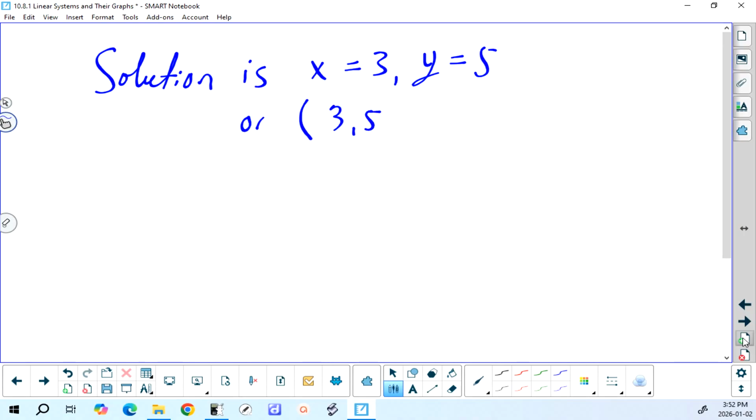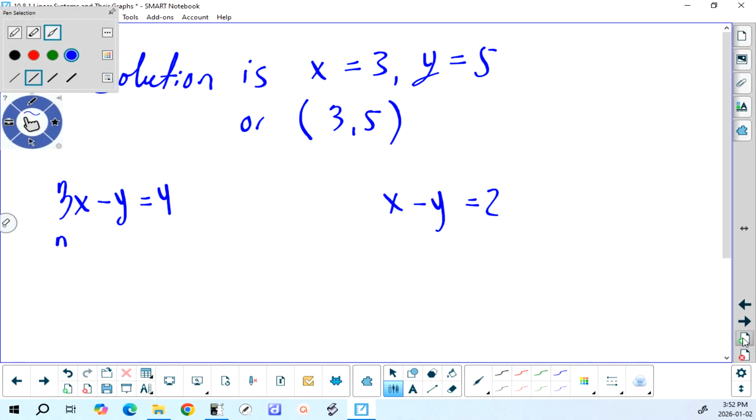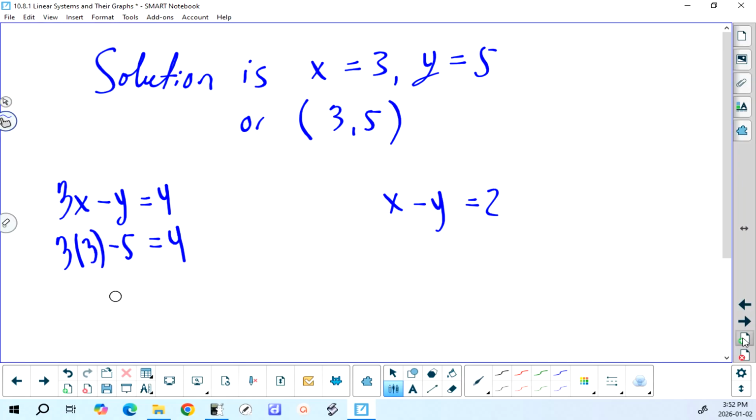Now, the system of equations had this equation, 3x minus y equals 4. And it had this equation, x minus y equals -2. If we put in x as 3 and y as 5, we get 9 minus 5 equals 4. We get 4 equals 4.